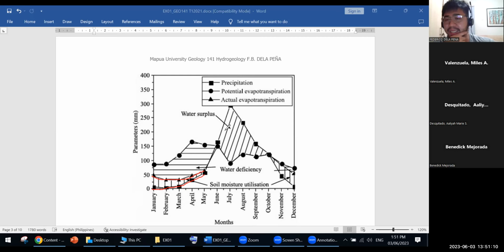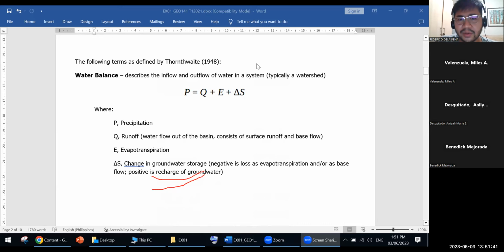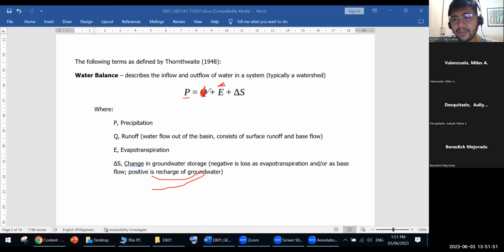And yung outlet ng tubig mo sa watershed, hindi lang naman evapotranspiration yan, di ba? Meron kang runoff, meron ka ring change in groundwater. So pag meron kang evapotranspiration na mas mataas pa sa precipitation mo, ibig sabihin yan is, saan ka kukuha ng tubig? Kahit i-rule out natin itong runoff, kung meron kang precipitation pero mas mataas pa itong evapotranspiration, saan ka pa kukuha ng tubig?